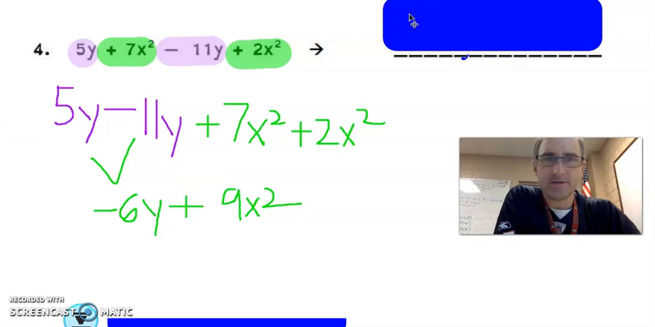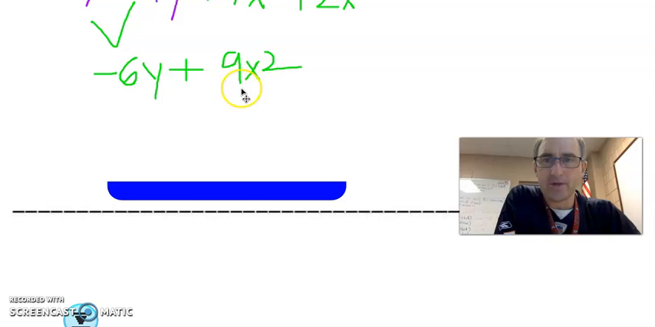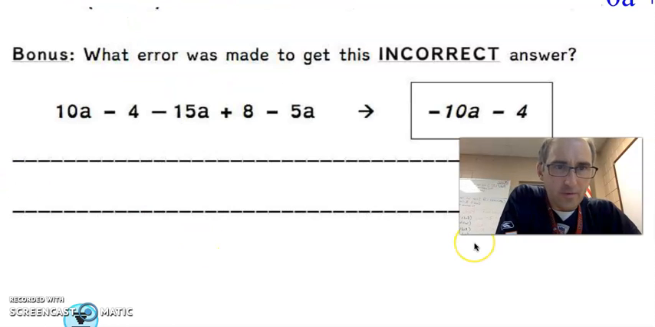Double check our answer. All right. Now, one that I want to make sure we hit on. We had one like this for the bonus yesterday. Remember, we always do the bonus. The bonus means challenge. It does not mean optional.